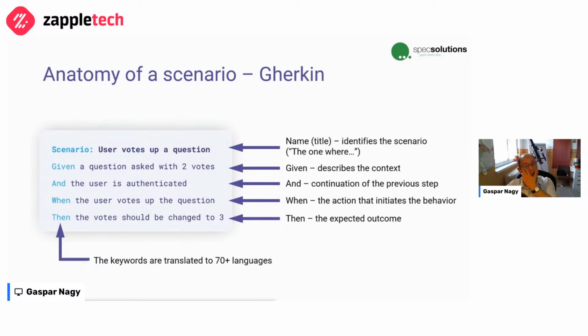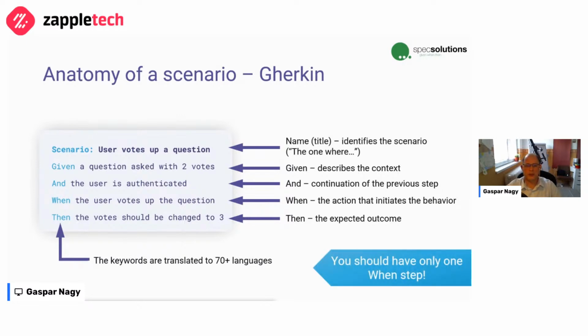We will talk about that later as well, but we would like to have these scenarios focused, and therefore good BDD scenarios have only one when step. That might be surprising for you because maybe your scenarios have multiple when steps. We will come back to that a little bit later, or we can continue this discussion in the Q&A.